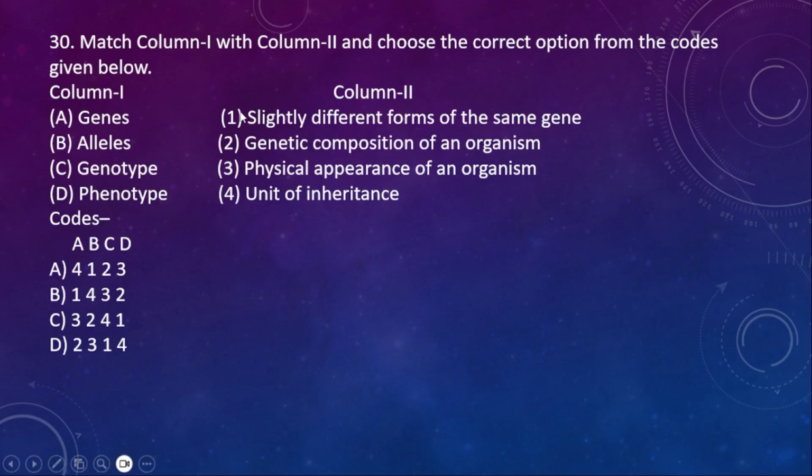Column 1, column 2. Genes. Genes are the unit of what? Inheritance. So A is 4. First option itself. For the cross checks I will go with alleles also. Alleles are the slightly different forms of the same genes. So the right option is option A.